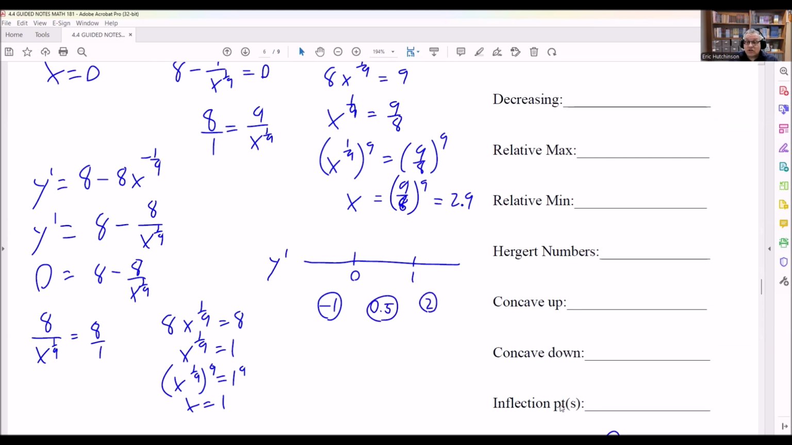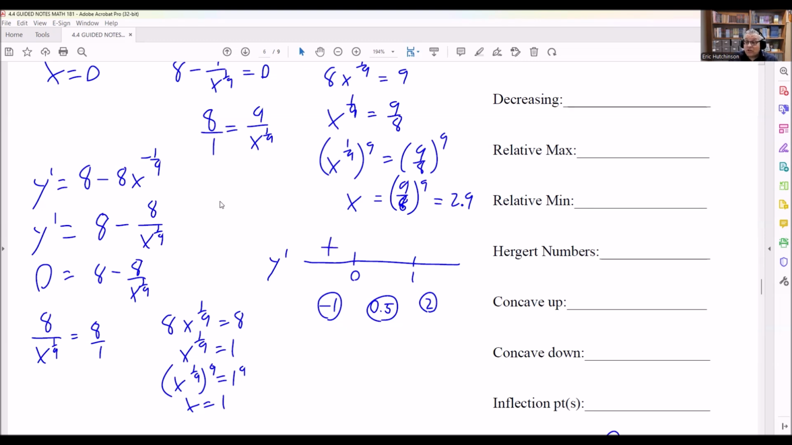We're going to put these into the first derivative. So again, we want to use this one right here. If I put that in there, I get 8 minus 8 over. Now the ninth root of -1 is actually going to be -1 there. And so when we subtract that, we're going to get 8 minus a -8. So that's going to be plus for that.